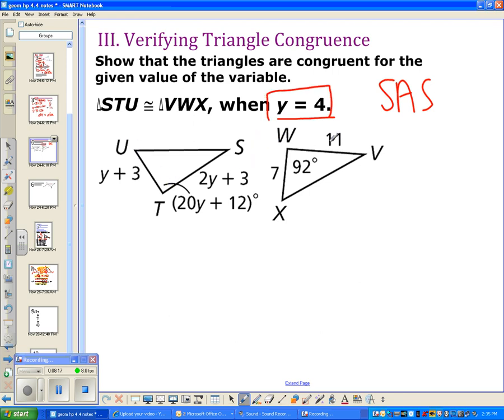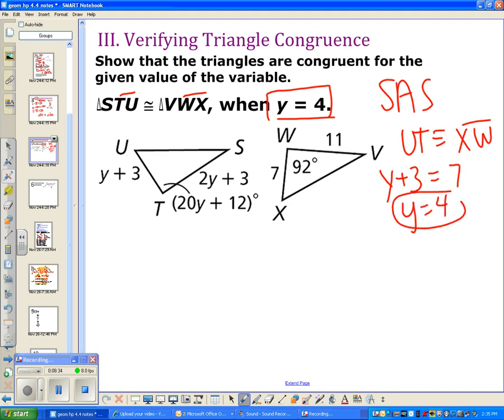Basically, based on the congruency statement, UT is going to be congruent to XW. So we plug in. UT is y plus 3. XW is 7. You can plug in or you can solve. y equals 4, check, that works. You do the same thing for all values. So I just did y plus 3 and 7. You're going to do the same thing for TS is congruent to WV, based again on this congruency statement. And you substitute 2y plus 3 equals 11.